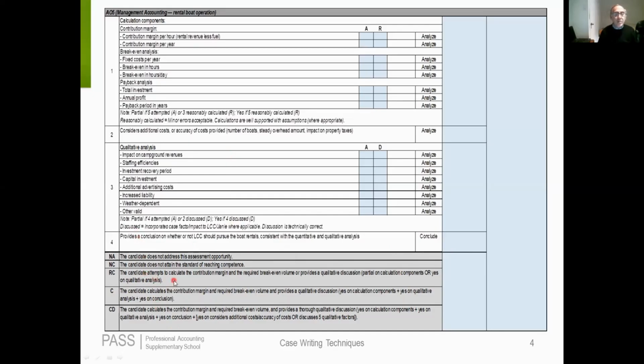Now, what are some of the reasons why I might have ended up with reaching competence? Reaching competence says partial on calculation components or yes on qualitative analysis. Why might I be reaching competence rather than competent? So let's take a look. It could be that for point number 1, you basically didn't get a yes. And the reason you didn't get a yes was, A, you just didn't know break-even well enough.